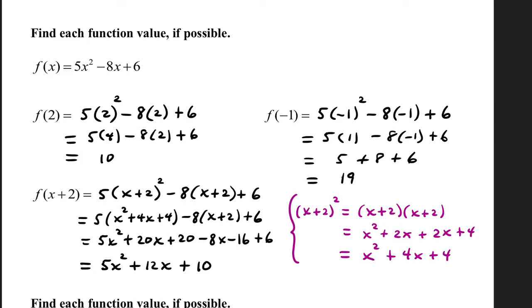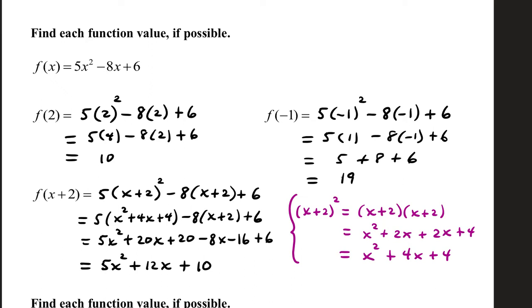Now, because this is a function, every time you plug in a 2, you're always going to get a 10. If we change our input to -1, we still use function f, but we replace the x's with -1. 5 times -1 squared minus 8 times -1 plus 6. That gives us a grand total of 19. Again, each input gives you a unique output.